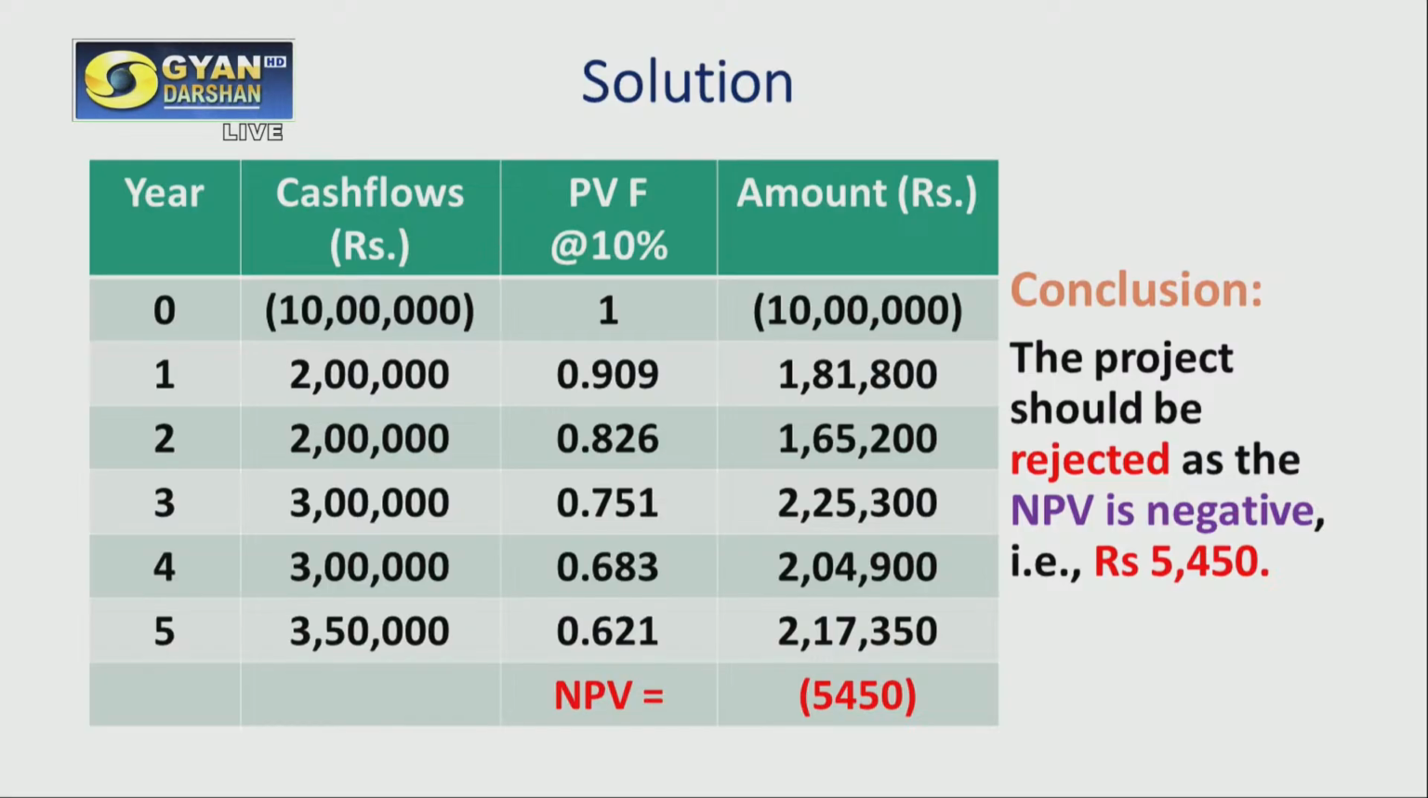Now, based on this value, we can make our conclusion. For this particular example, we need to reject the project because NPV is negative rupees 5,450. And just in case, after solving this, we got a positive value, suppose this 5,450 is positive, in that case we should accept the project.